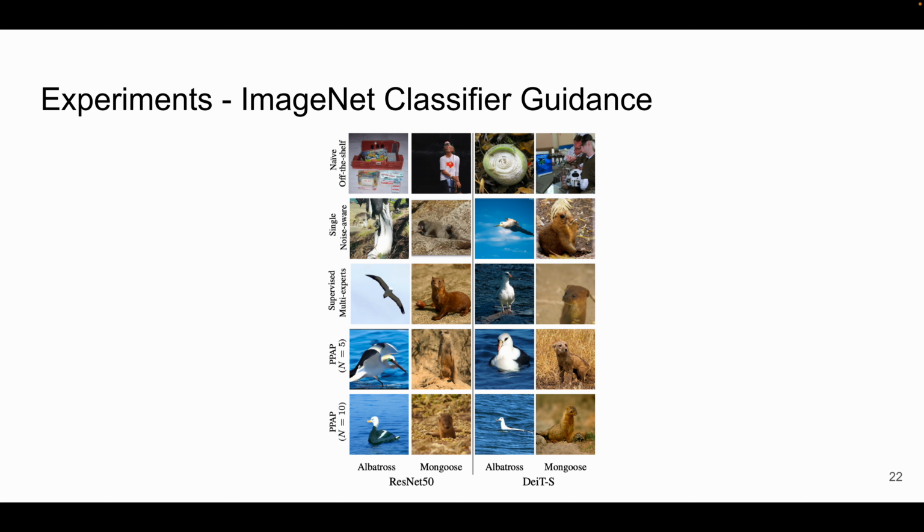Here are some qualitative results from the ImageNet classifier guidance. Compared to multi-experts, we can see that PPAP has a surprisingly high quality of generation, given that the number of parameters learned by PPAP is 5.72% of the size of multi-experts, and the training was done on an unlabeled dataset with about half as many images.